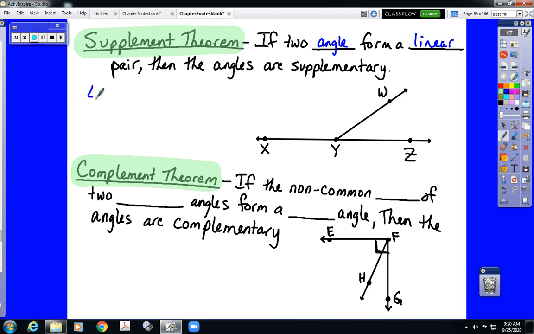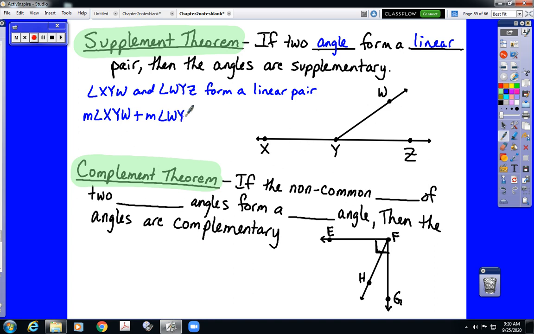So in this picture we have angle XYW and angle WYZ forming a linear pair. Again, that is a vocabulary word, and I told you at one point if you didn't know that word, you were going to be in trouble. We have reached that point. Notice those 2 angles, when we put them together, form a straight line. That's why they're called a linear pair. That means that the measure of XYW plus the measure of angle WYZ add up to 180 degrees. They are supplementary. Okay, those vocabulary words are words we have to know.